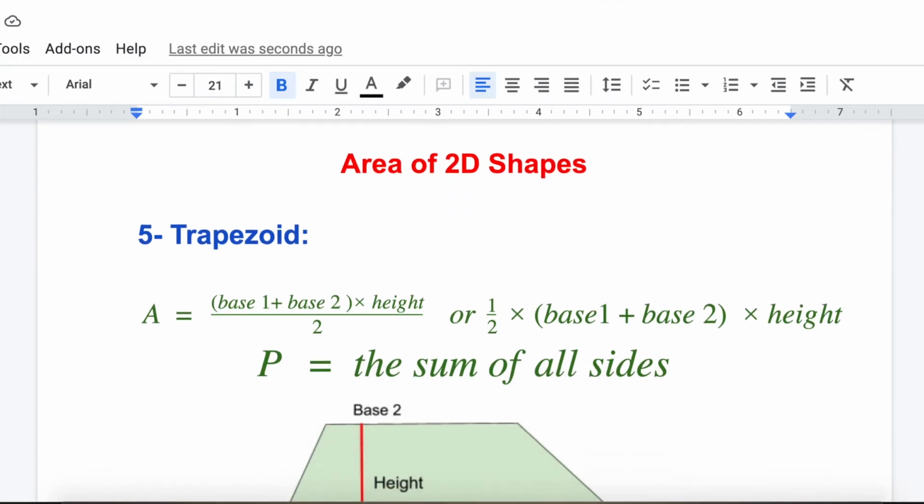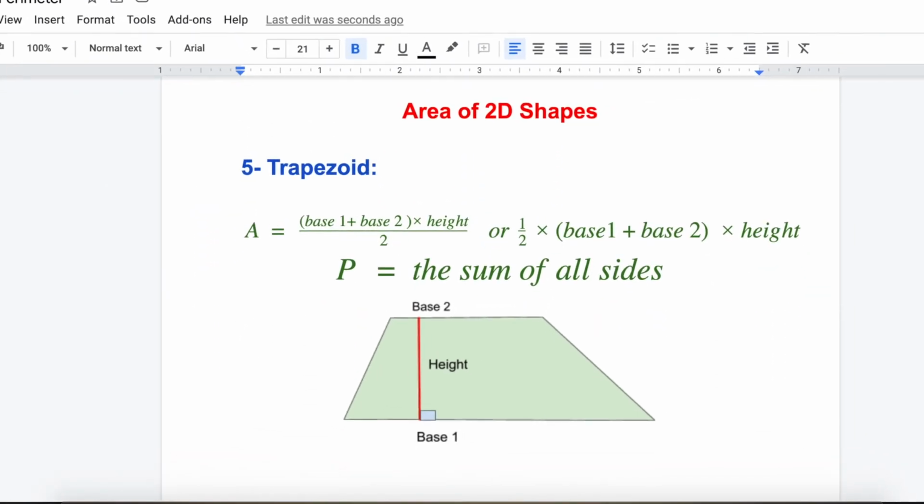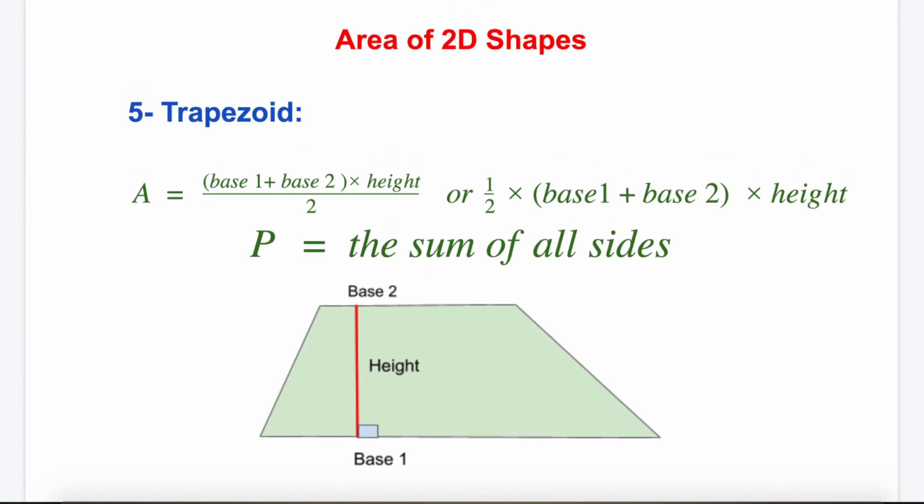Let's move to trapezoid. Trapezoids have 4 sides. Only 2 sides of them are parallel. The rest are not parallel. So that's why we call them base 1 and base 2. Generally and always, one of the bases is longer than the other one, but we don't call them length and width. We just call them base 1 and base 2.